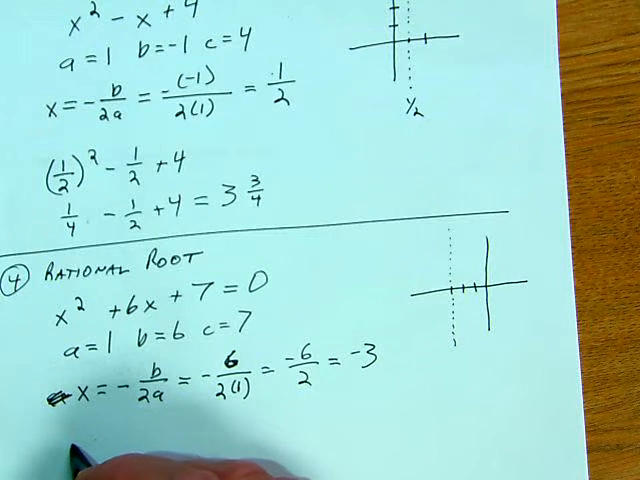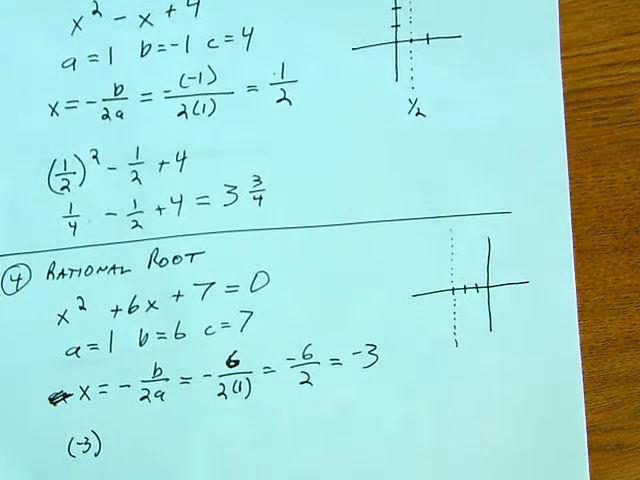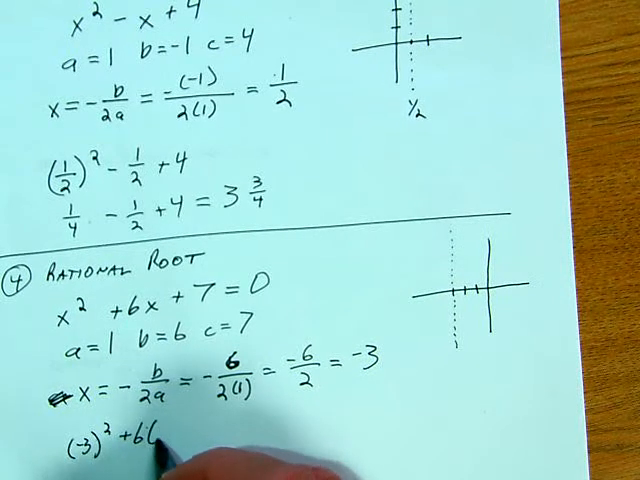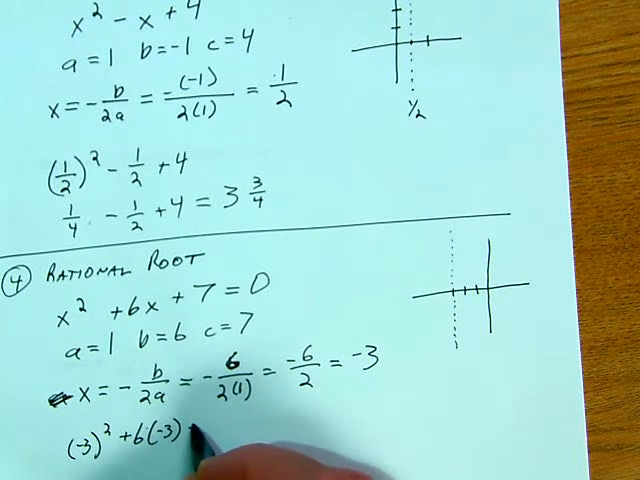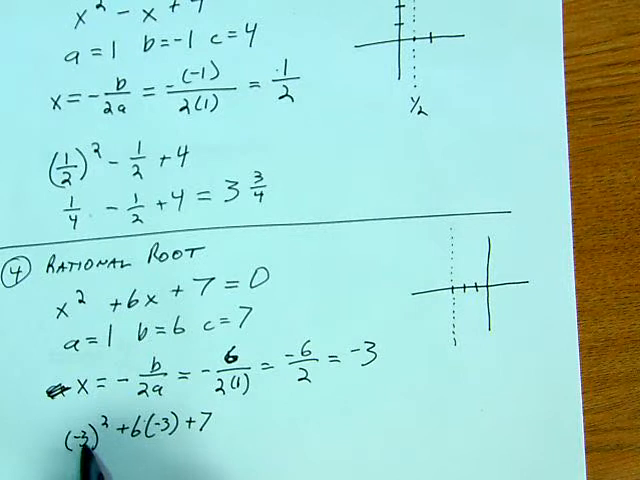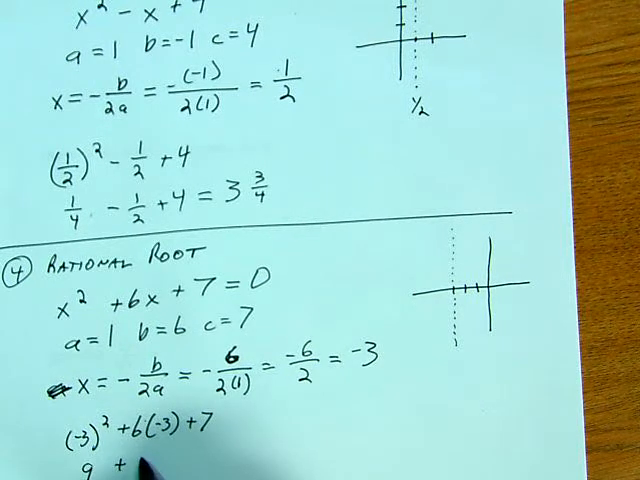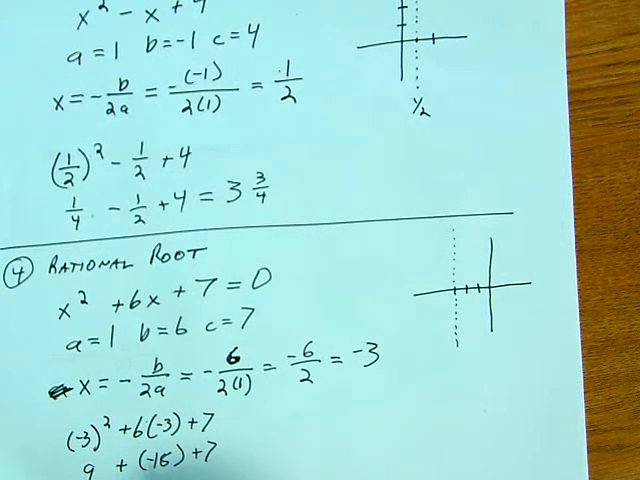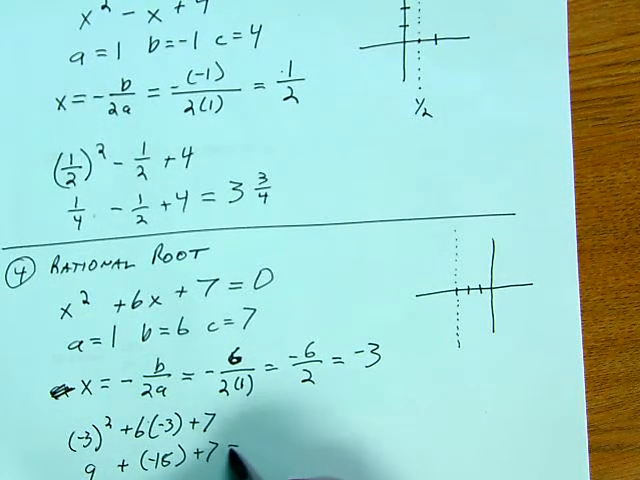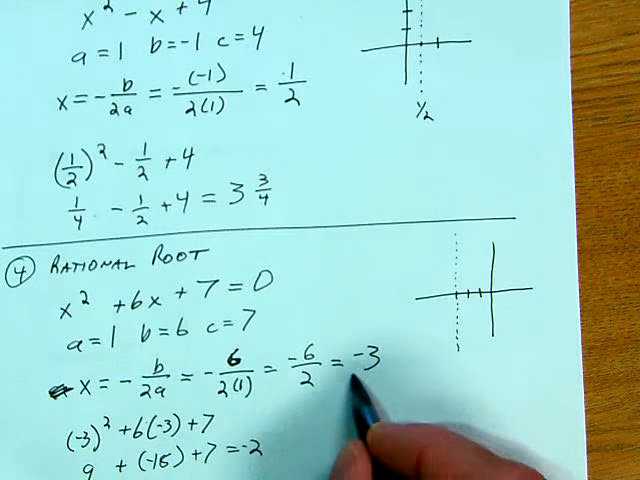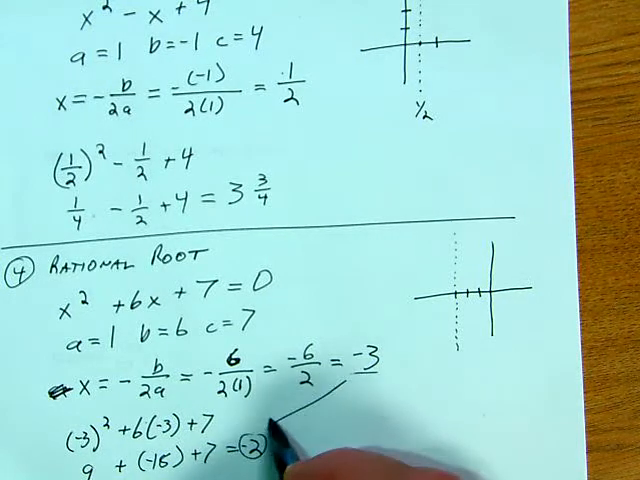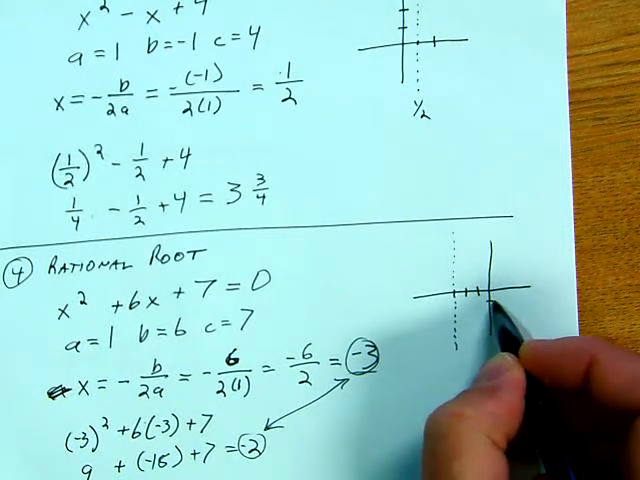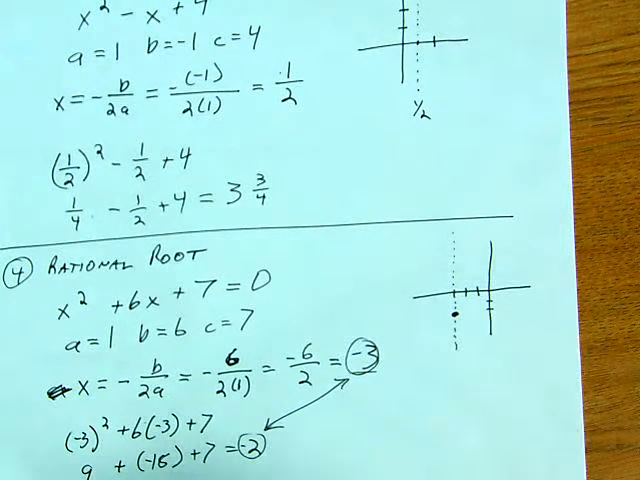So I'm going to substitute into my equation the value negative 3. So x squared plus 6 times negative 3 plus 7. And negative 3 squared is 9 plus negative 18 plus 7. So 9 minus 18 is minus 9 plus 7 gives me a minus 2. So there is my, right there, those two terms together is my vertex, negative 3, negative 2. So I count down 1, 2. There is my vertex. Okay?